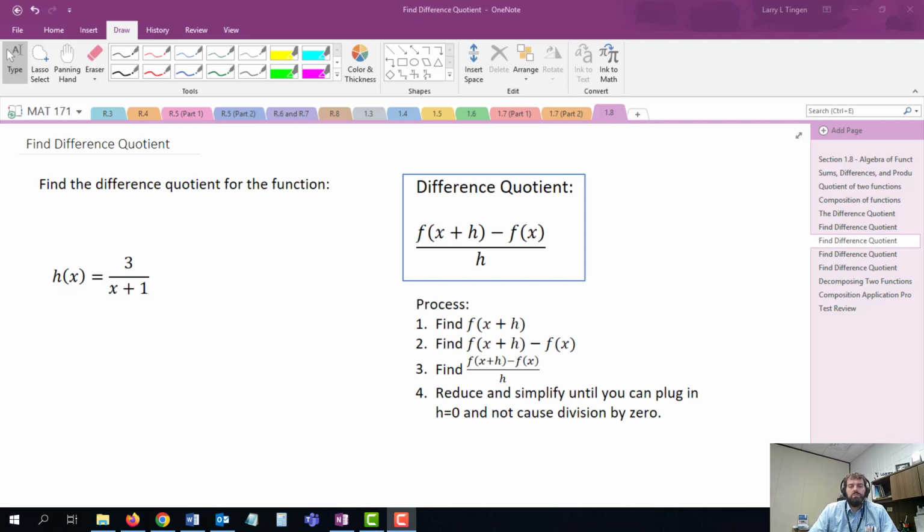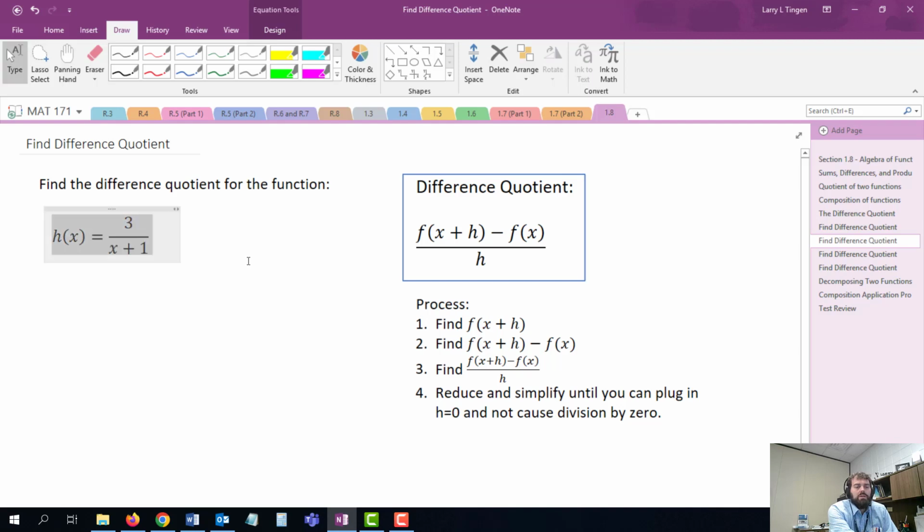All right, so more difference quotients. We're going to do another rational function, and we'll work through this pretty quickly. First step, find f of x plus h, and right off the bat, I didn't even pay attention.